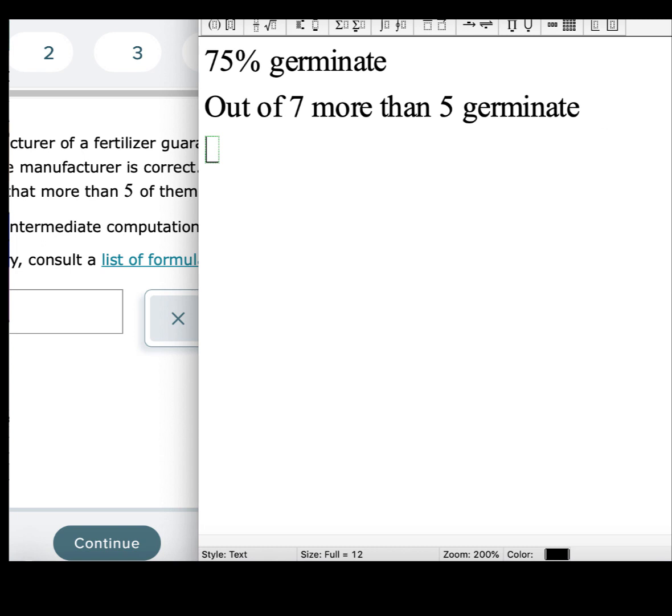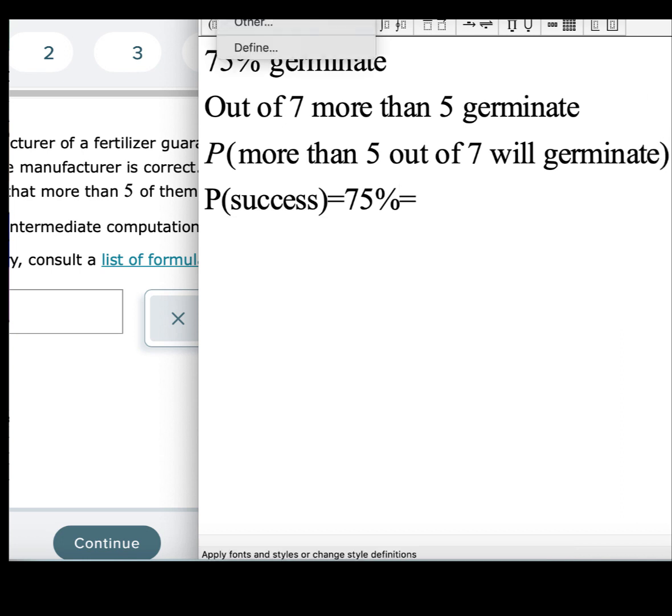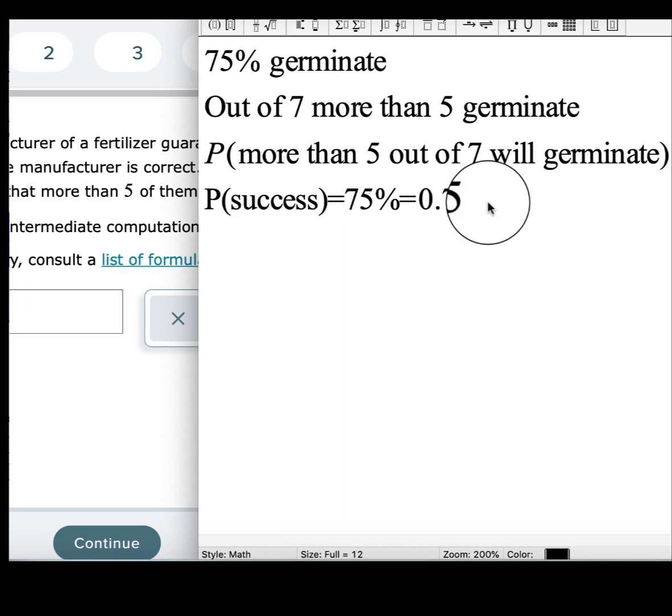So we really want to find the probability that more than 5 will germinate. We know that the probability of 1 germinating out of 1 seed is 75%, and I'll call that success. And 75% we can also rewrite as 0.75. We also know that we have 7 seeds, so that'll represent our n equal to 7. And now we need to translate what is more than 5 out of 7.